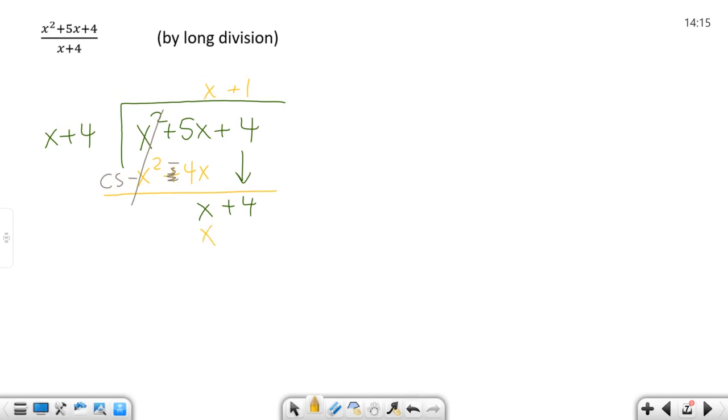1 times x is x. 1 times 4 is positive 4. Then what do? Got to change those signs. Minus here, make this a minus. That cancels. What is 4 minus 4? 0. So again, my remainder is 0. It doesn't have to be 0. It's just what it is on these. So then this is my answer, x plus 1. This just equals x plus 1.